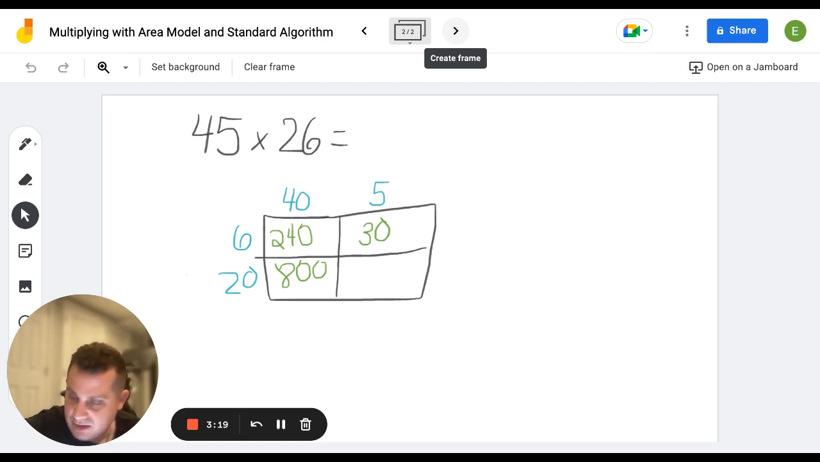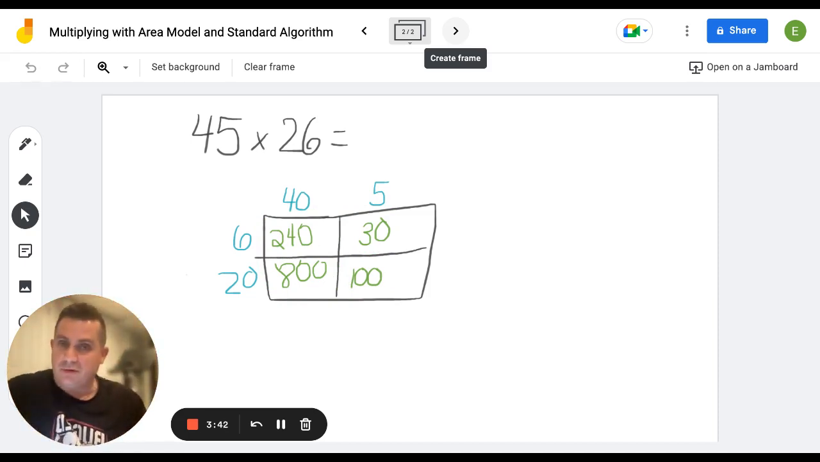Now I'm going to go in here. 5 times 20. 5 times 2 is 10. And one more 0 is 100. So these are my 4 partial products. All right. Now I'm just going to add up my 4 partial products, and that will give us our sum.